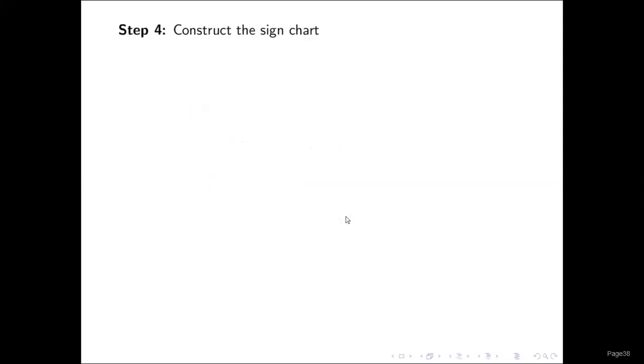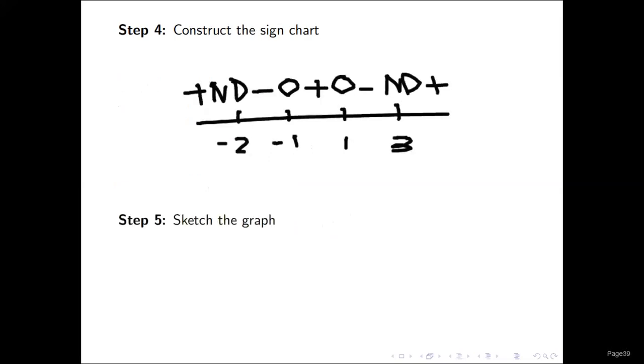Next, the sign chart. The sign chart will tell us where the graph is above the x-axis, where it is below the x-axis. So there's the sign chart. I'll leave the details to you. And we can tell from the sign chart that the graph is above the x-axis here, from -infinity to -2, below the x-axis here, above, below, above.